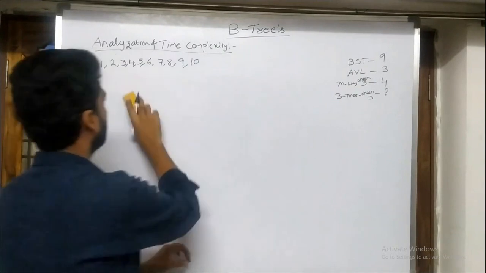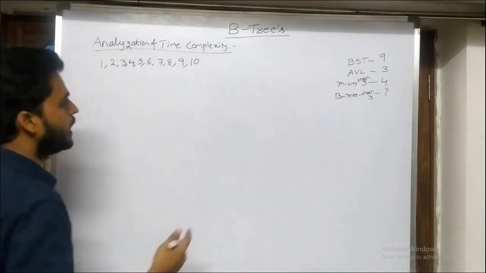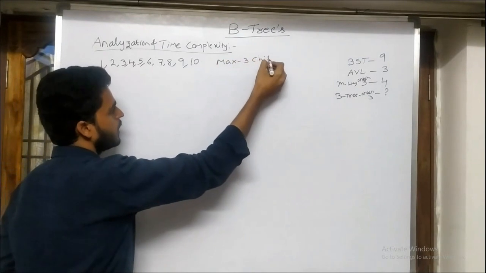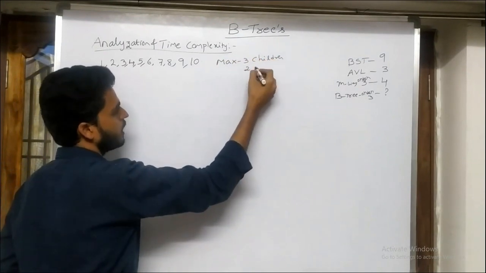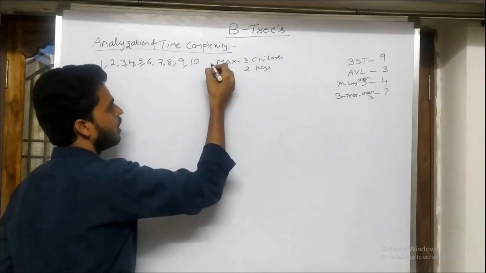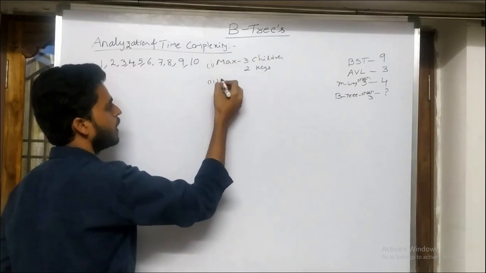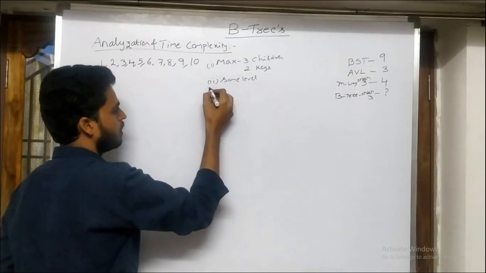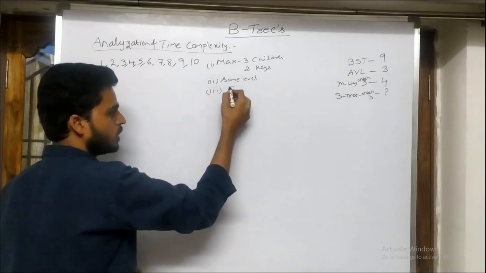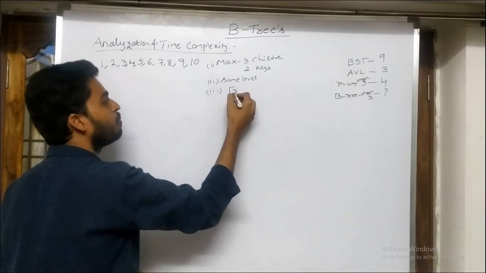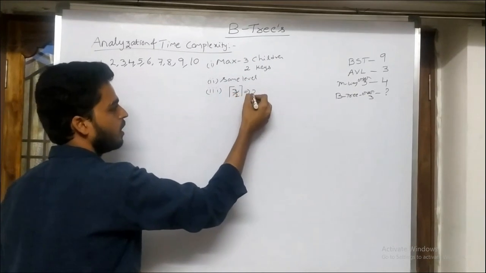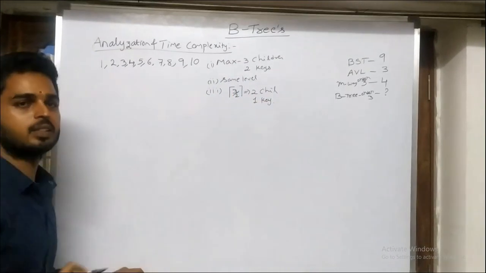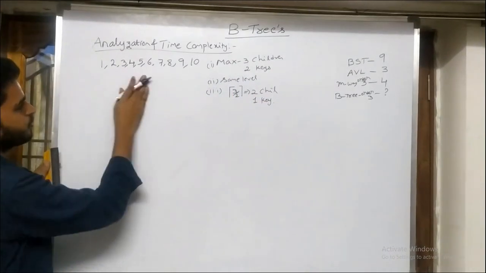So you know the rules of constructing a B tree, right? A B tree can have maximum 3 children. If 3 children are there, 2 keys. All leaves should be in the same level, and all the internal nodes except the root node should have at least m by 2 children. That is 2 children. If 2 children are there, 1 key. You know all this. So go for constructing a tree.